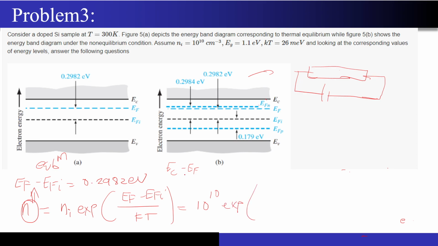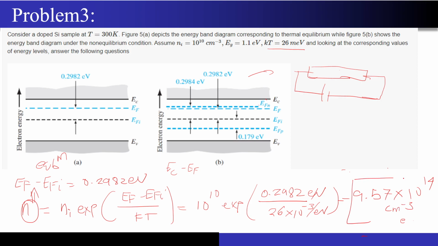Exponential of EF minus EFi has been given as 0.2982 electron volts, right? KT is nothing but 26 milli electron volts, 26 into 10 to the power minus 3 electron volts, it has been given in the question, correct? So the electron volt will cancel, and if you calculate, the value of N comes out to be around 9.57 into 10 to the power 14 per centimeter cube, correct? So this is the value of N naught that we got.